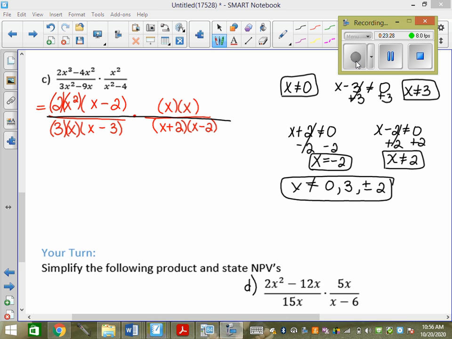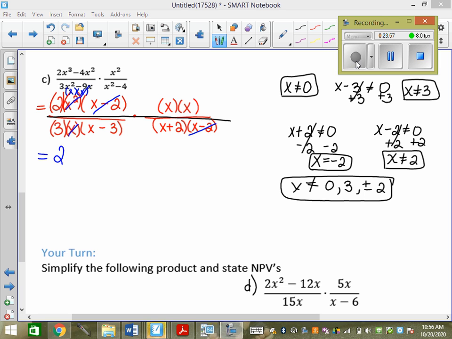Now we have to look for matching twins on the top and on the bottom. So what matches? X minus 2. The X minus 2's cancel. This X squared I could have written as an X and an X, right? So I can take an X and an X out. Could I have taken this X out with the one on the right? Yeah. Again, because anything on the bottom that matches anything on the top can go. Anything else match? I don't think so.